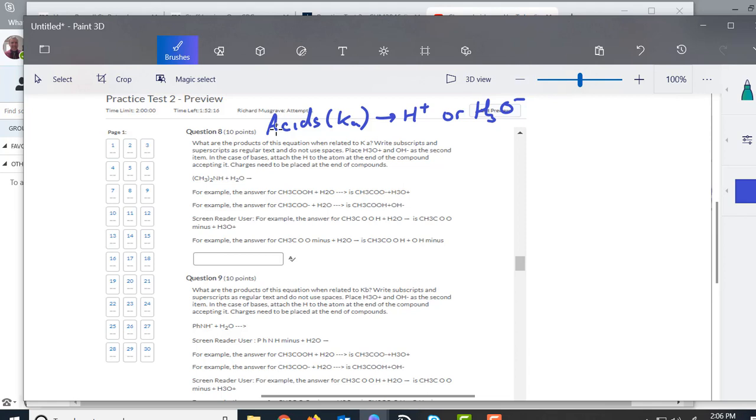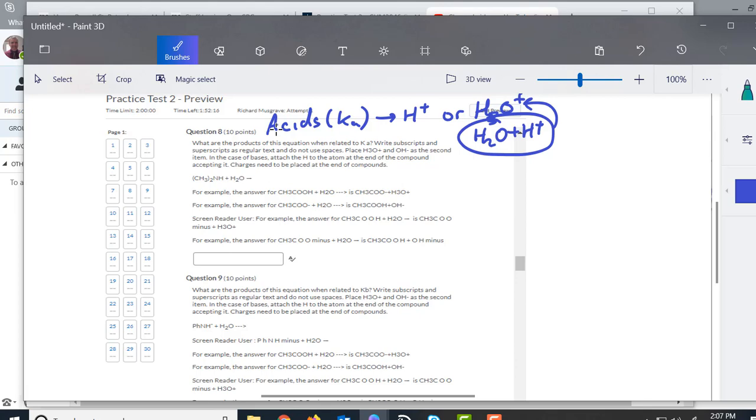So where's this H3O plus come from? Well, the H3O plus is the result of H2O and H plus together. So that will produce H3O plus. Now you're told here to place H3O plus or OH minus as the second item. In this case, we're interested in the H3O plus because we've got Ka here.